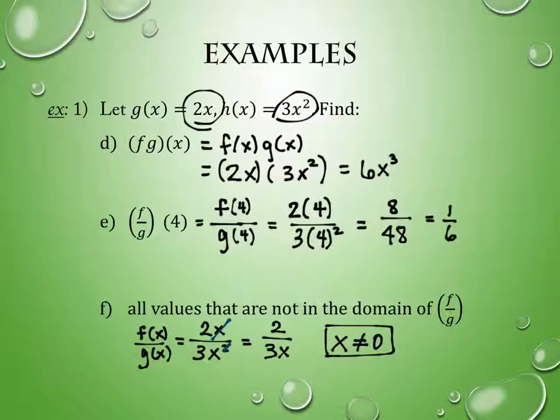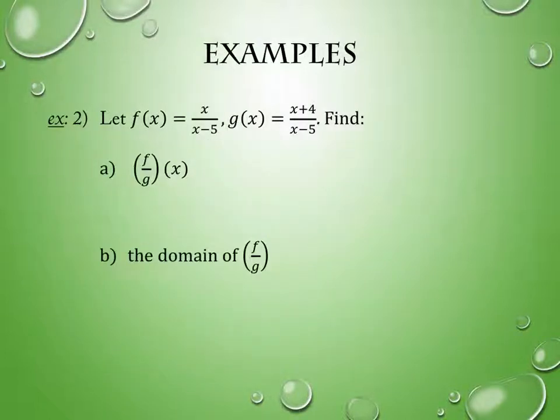Now, these functions were very friendly, right? One was a line, it's linear. The other one was a quadratic, it's got x squared in it. So we're going to change things up and make the functions not so friendly. f of x is going to be x over x minus 5, and g of x is going to be x plus 4 over x minus 5. They have the same denominator, so that's kind of friendly. It could be worse, I guess, is my point.